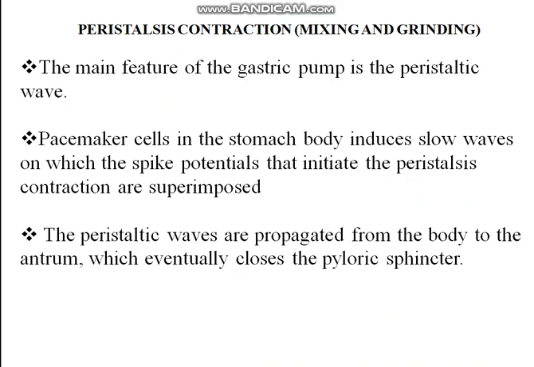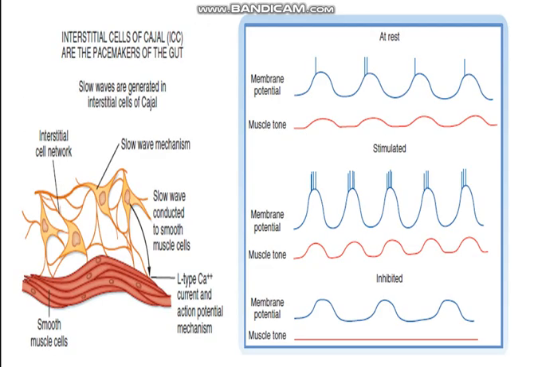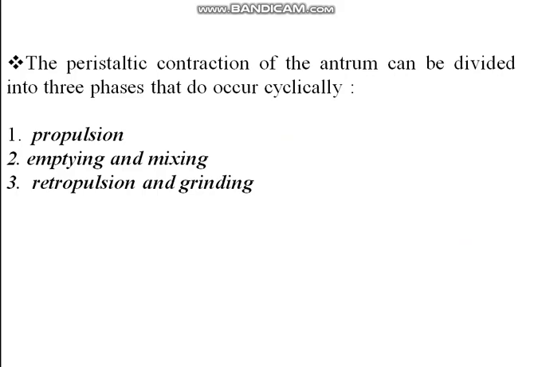Now, in the stomach, particularly the gastric pump, peristaltic waves are usually propagated from the body of the stomach through the proximal antrum, the middle antrum, and the terminal antrum to reach the pylorus. On reaching the pylorus, the peristaltic wave closes the pyloric sphincter.